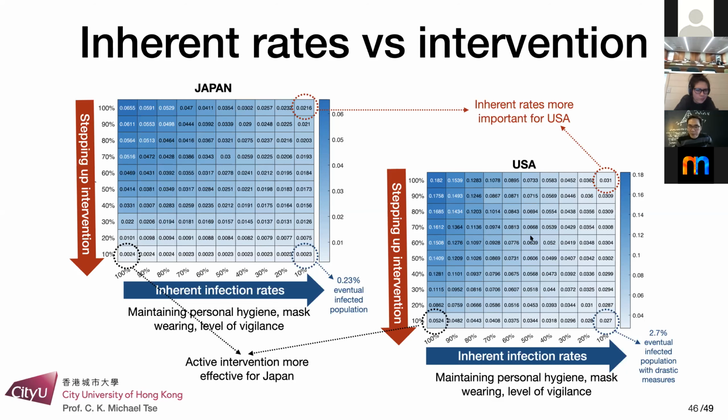But in the case of USA, you will see the inherent infection rates are relatively higher compared to Japan. So there's still quite some room for improving the situation by maintaining personal hygiene or mask wearing and raising the level of vigilance, compared to changing the value of K, which is not as effective. Obviously, the reason, from the modeling point of view, is that the United States has apparently, inherently higher values of infection rates.